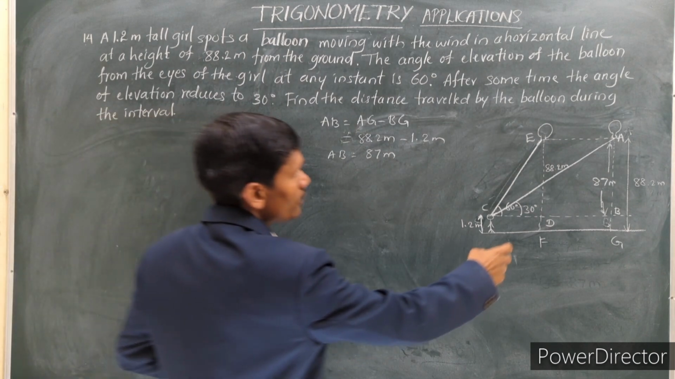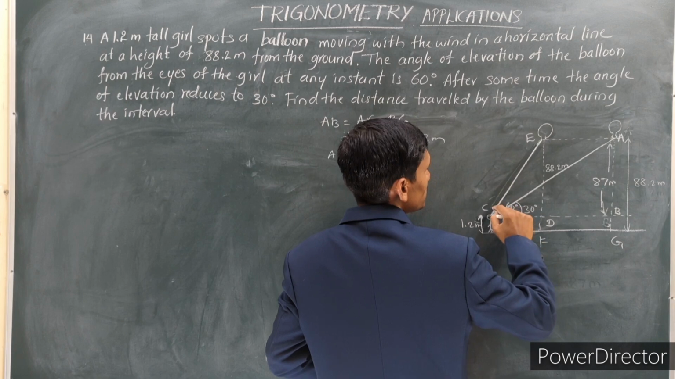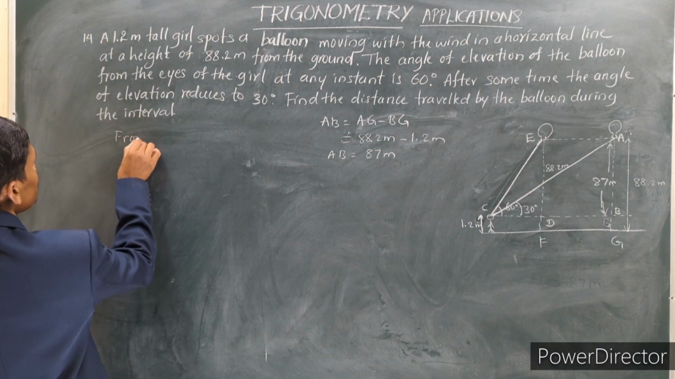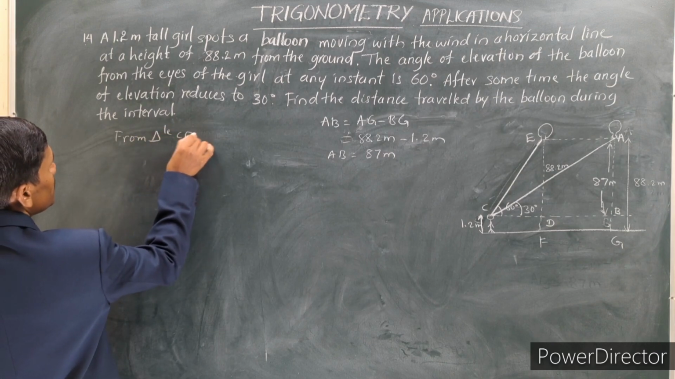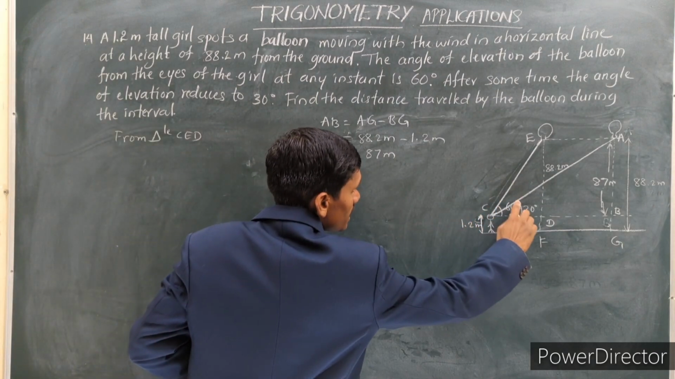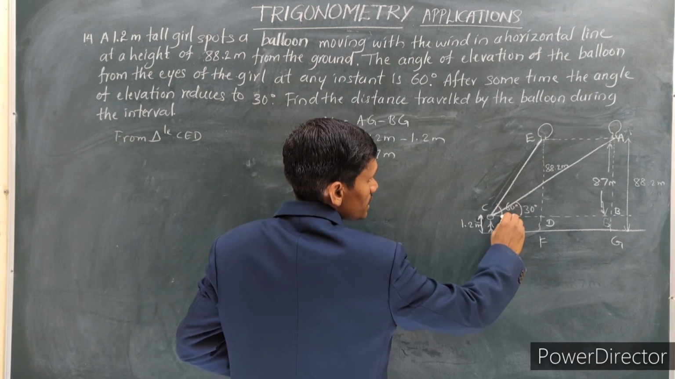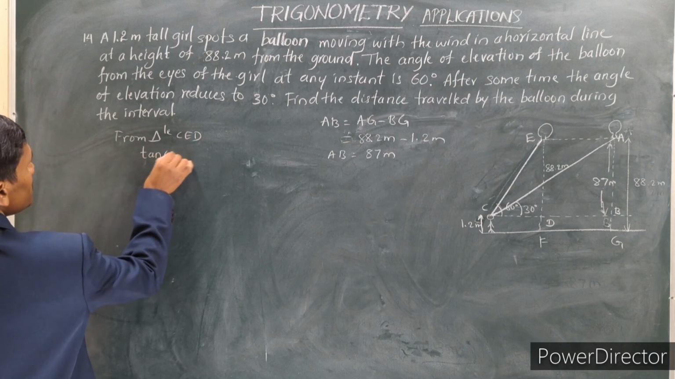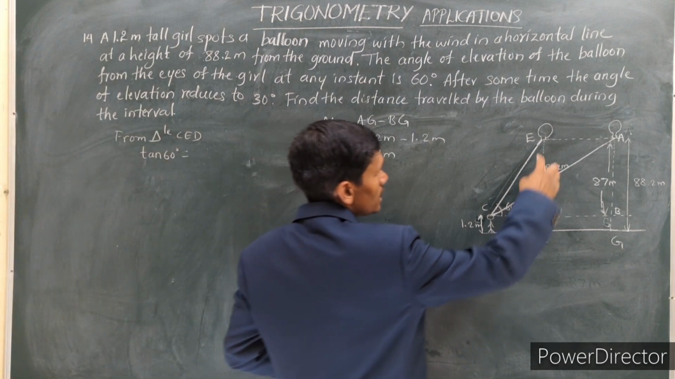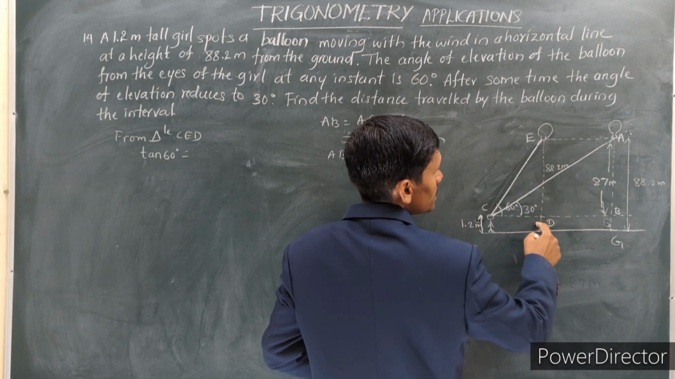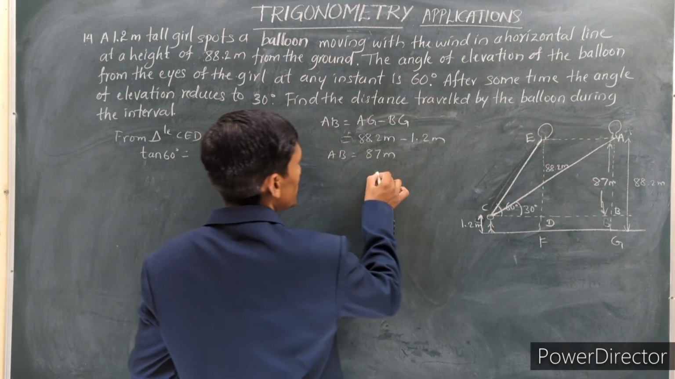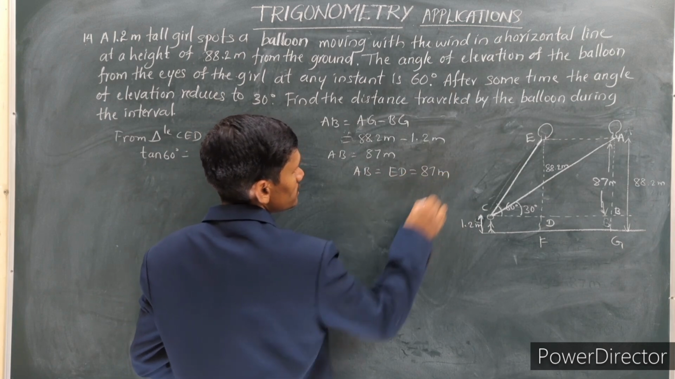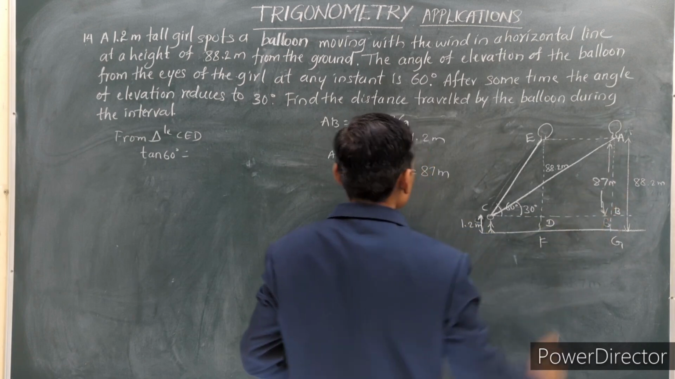From triangle CED, they are giving 60 degree. Totally 60 degree, and after reducing it is 30 degree. So tan 60 is equal to, how do you take this? This is ED. ED is nothing but AB. So can you write AB equal to ED equal to 87 meter? Yes, because this is equal to this.